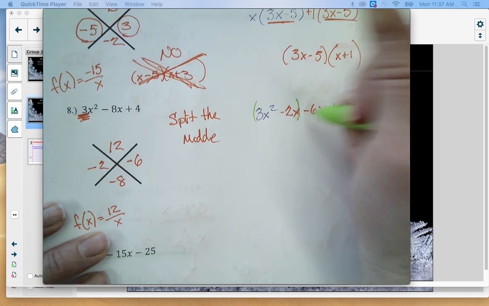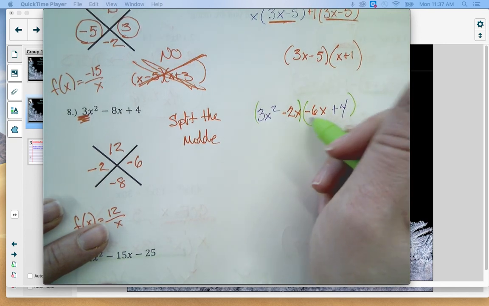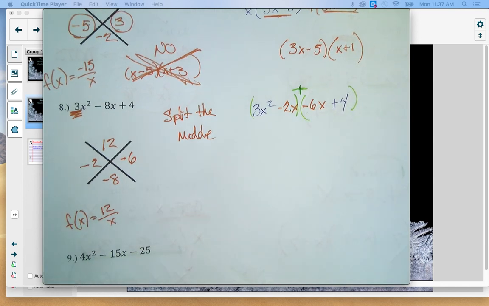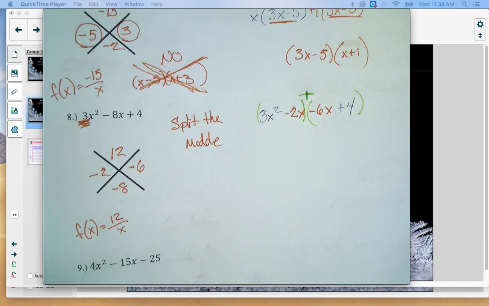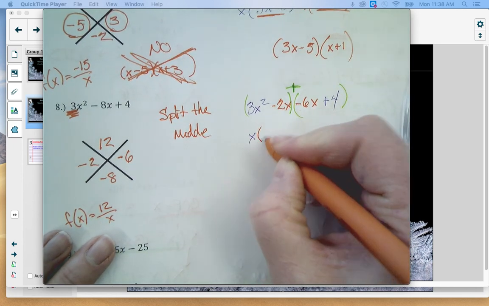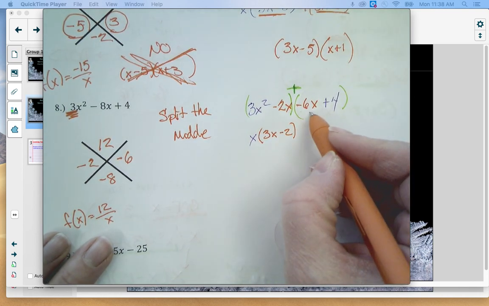Careful, what's tricky about this grouping? You got a 3 on it. There's going to be a negative, right? So make sure you write the plus in the middle. What's your GCF for that first group? 1x. Now, is that GCF always going to be 1x? No. In these cases, they happen to be, but they're not always. So it's going to be x times 3x minus 2.